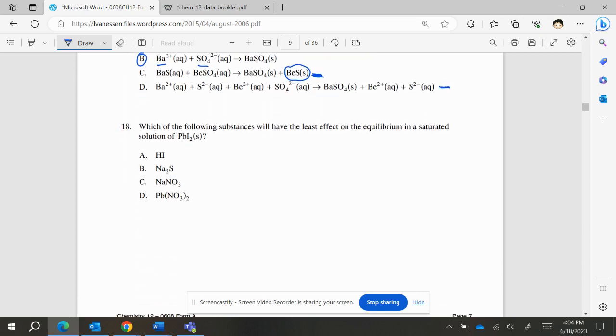Okay. Which of the following substances will have the least effect on the equilibrium in a saturated solution of PbI2? PbI2 turns into Pb2+ plus 2 I-. So if we added HI, it is going to increase the concentration of I-. That'll make it shift to the left. If we add Na2S, Na is soluble with everything. Is S going to react with Pb? Let's take a look.